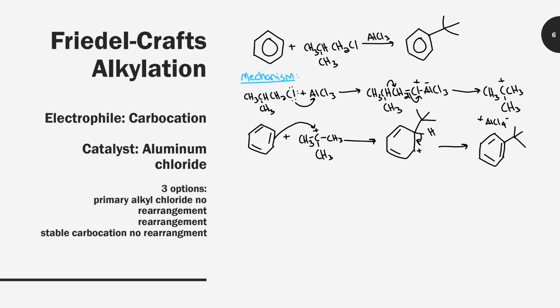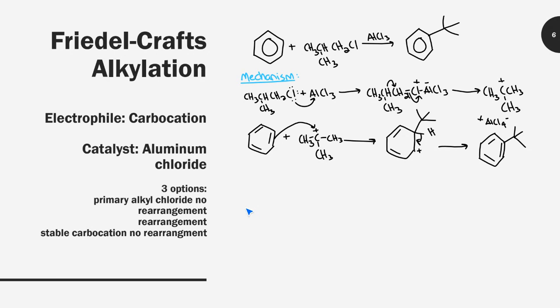Okay, so these ones are just a tiny bit trickier, but Friedel-Crafts alkylation. Our goal here is to put an alkyl group on a benzene ring, and we do that by reacting a benzene ring with an alkyl chloride. Our electrophile is a carbocation in these reactions, and our catalyst is aluminum chloride, just like the halogenation reactions. For Friedel-Crafts alkylation, because you have alkyl groups and carbocations involved, you really have 3 different options.